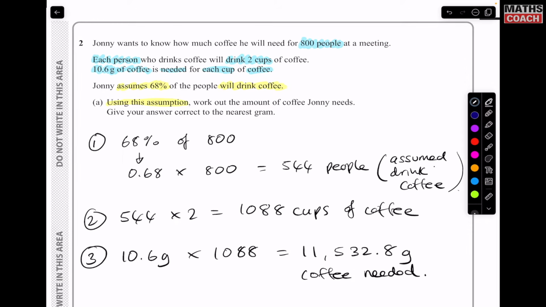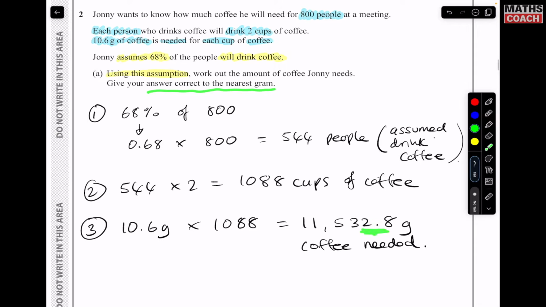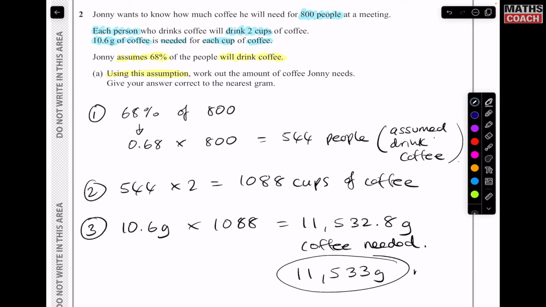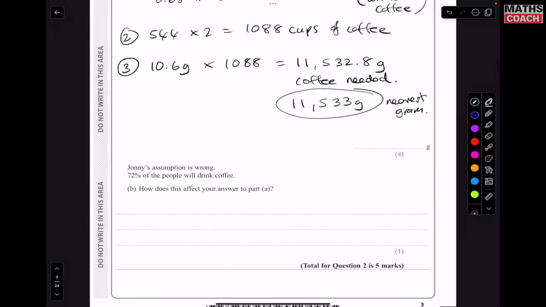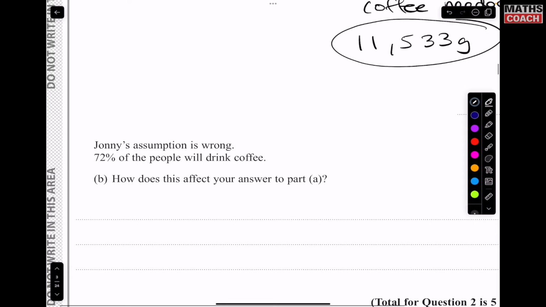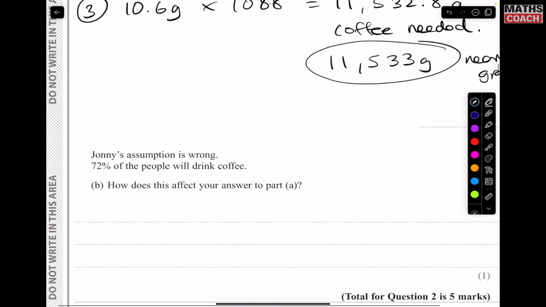Okay, now the question says, give your answer correct to the nearest gram. So right here, the nearest gram would be to round this up to 3. So it would be 11,533 grams of coffee to the nearest gram. And that's your answer.